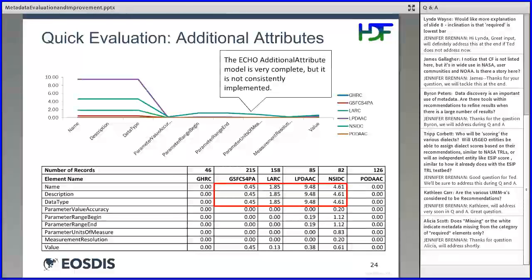So instead of having a big recommendation and looking at hundreds of records, in this case, we have a very small, what we call a quick evaluation that can address a very tight, sort of a hackathon kind of example.